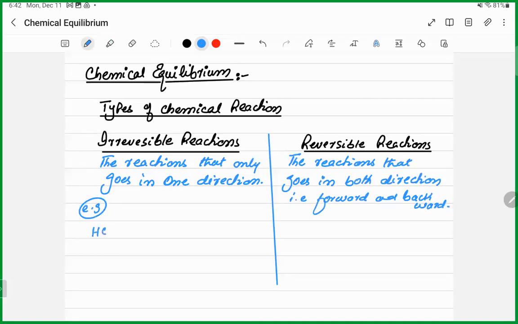As an example, if we take an acid-base reaction, HCl reacting with sodium hydroxide forms sodium chloride and H2O, water. Okay, this is a neutralization reaction, and you can see this is an irreversible reaction. We cannot predict which reaction is reversible or irreversible just by looking at the equation.